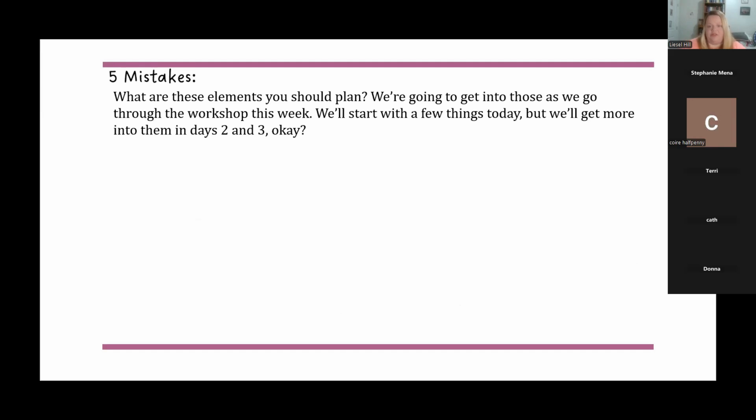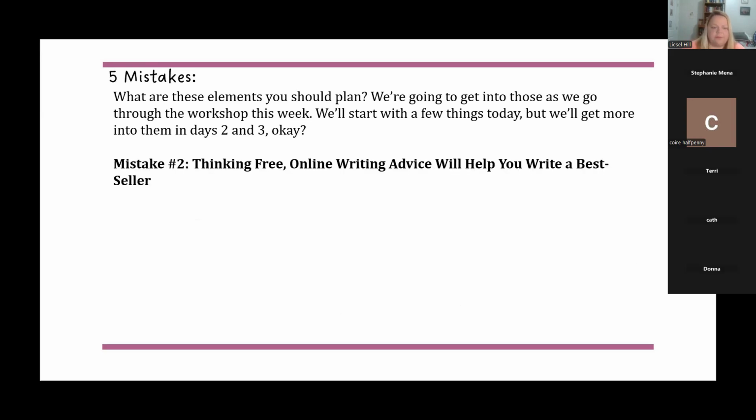Now, what are these elements you should plan? I'm not going to go into them in a lot of detail right here. We're going to get into some of them for the homework today, but we're going to go into them in a lot of detail in days 2 and 3 as we move through the workshop, okay? Because that's kind of what the workshop is for, is to show you how to do certain things that will really give you a leg up in your writing.